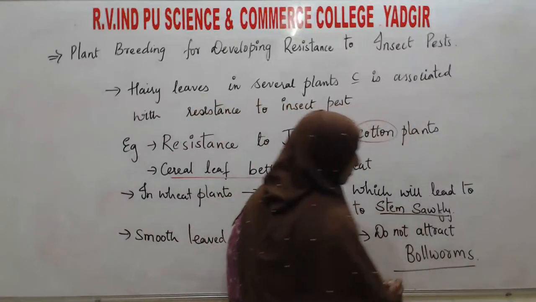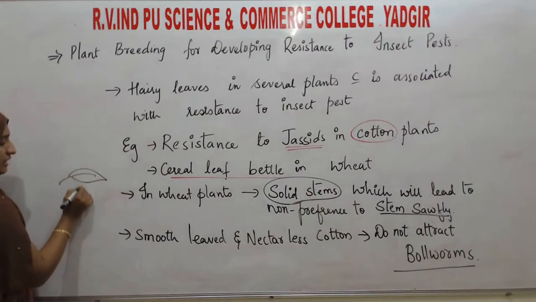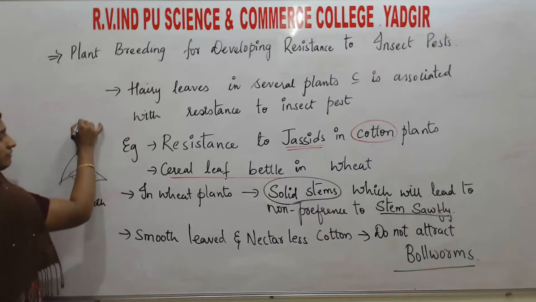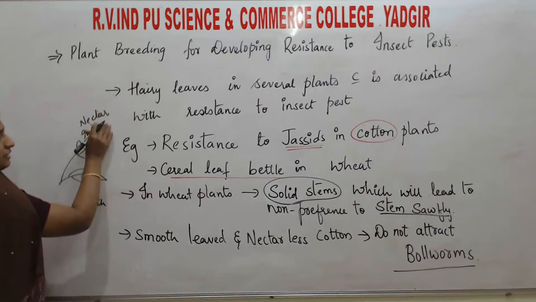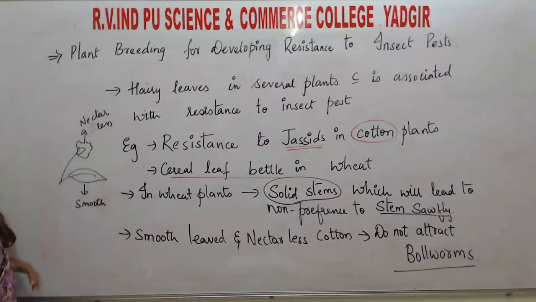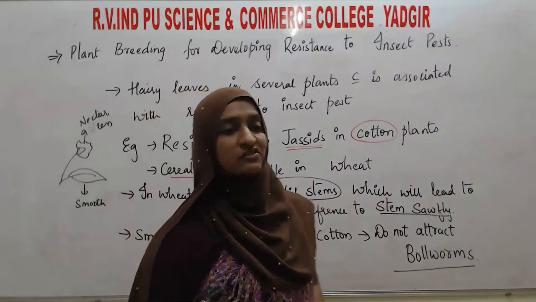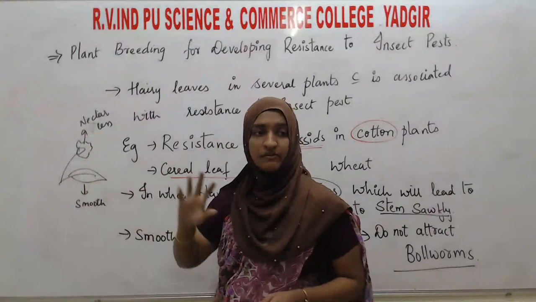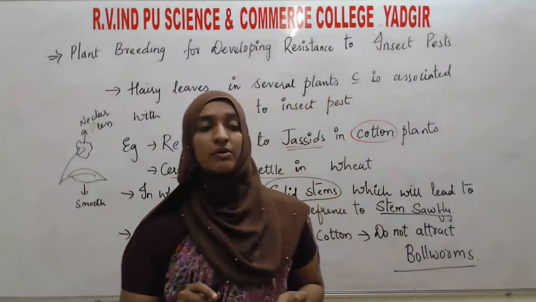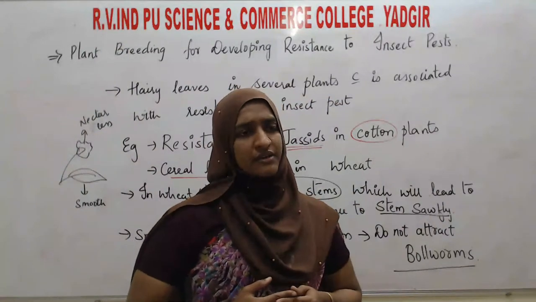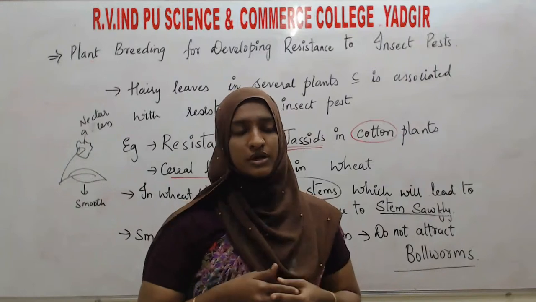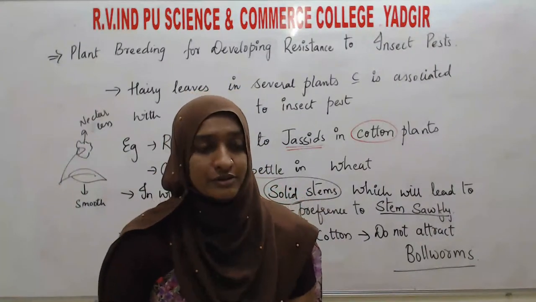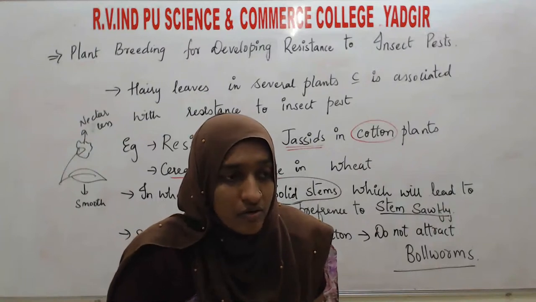So if the cotton plants have smooth leaves, and whatever flowers will be there do not have any nectar, nectar is absent, or this flower is nectarless. Okay, the flowers are going to secrete a sweet substance, so that nectar is absent. If it is absent in the flower and the leaves are very smooth, then we can say that bollworms will not be attracted to that particular plant. If the leaves are not smooth, if the flowers produce nectar, then the bollworms are going to damage the particular cotton fields.